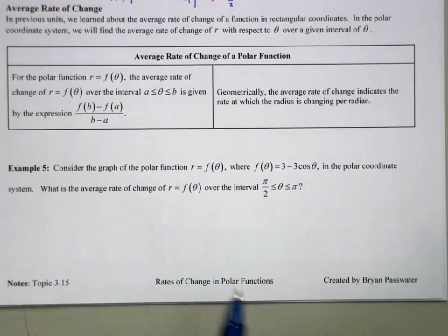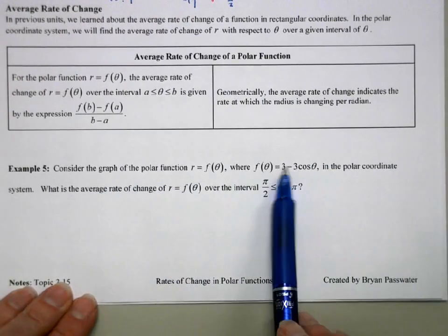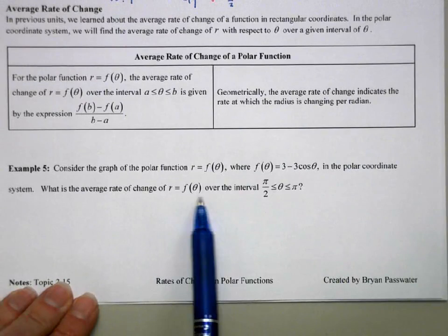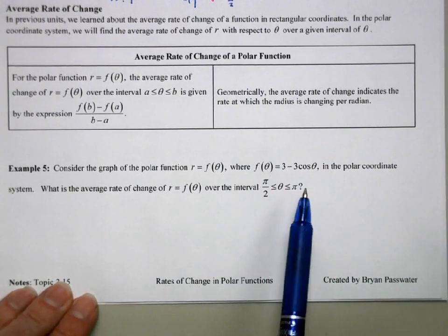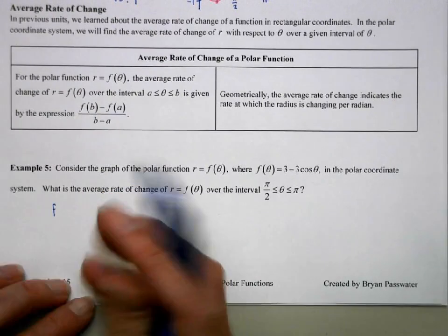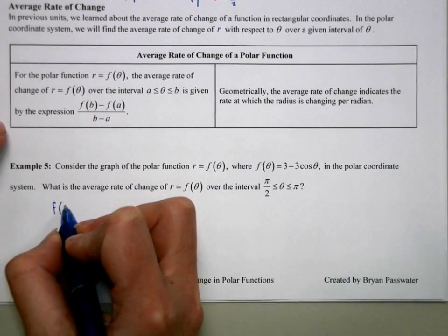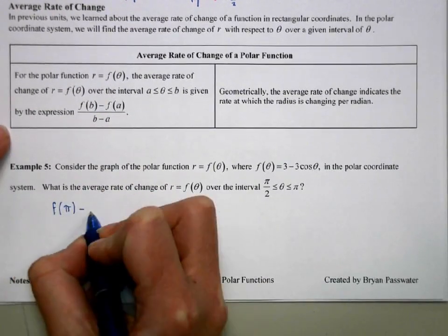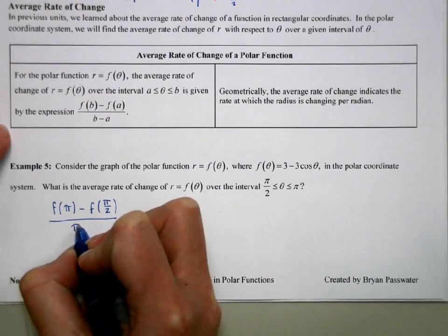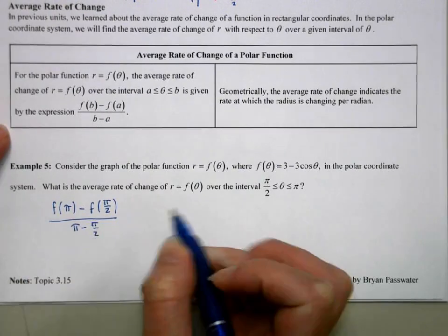So we have the function 3 minus 3 cosine theta. We want to know what's the average rate of change on the interval pi over 2 to pi. So it's always f of b minus f of a over b minus a. In this case, that's going to be f of pi minus f of pi over 2 over pi minus pi over 2. I'm going to do these off to the side here.